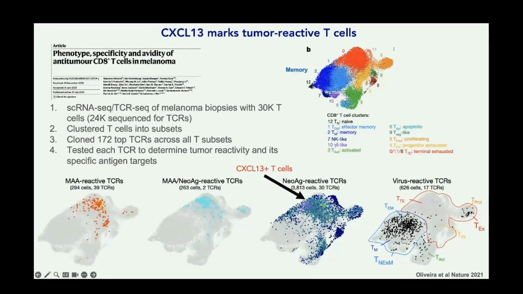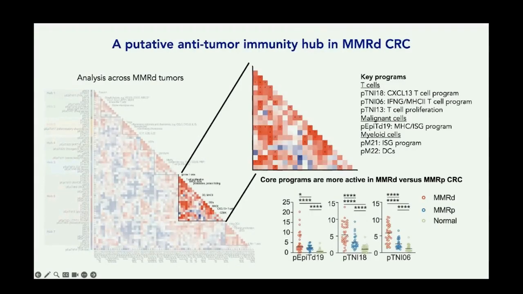And when we did that, we found that the melanoma associated antigen reactive TCRs and the neoantigen reactive TCRs are basically localized in particular clusters of T cells, while virus reactive TCRs to common viruses such as EBV and CMV are in a different part of the space of T cell subtypes. And when we look to see what are the top markers of tumor reactive TCRs or tumor reactive T cells, CXCL13 was the top marker. So the program that we see going back here as one of the programs in this hub is indeed a T cell program of T cells that are reactive to the tumor.